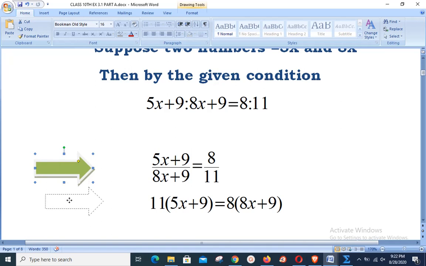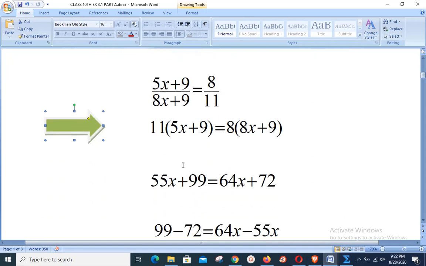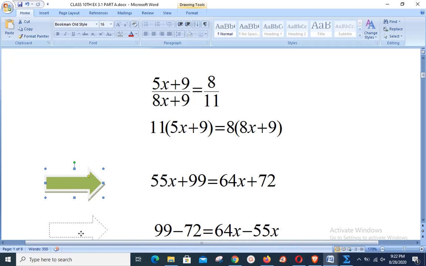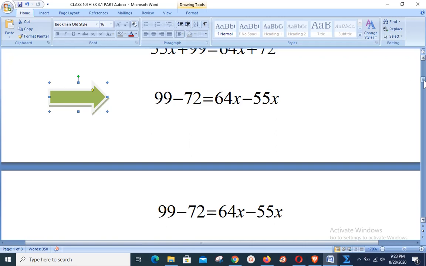Next, cross multiplying, we have 11 into 5x plus 9 is equal to 8 into 8x plus 9. In the next step, opening the brackets, we have 55x plus 99 is equal to 64x plus 72. In the next step, arranging the numbers towards one side and the terms involving x to the other side, we have 99 minus 72 is equal to 64x minus 55x.